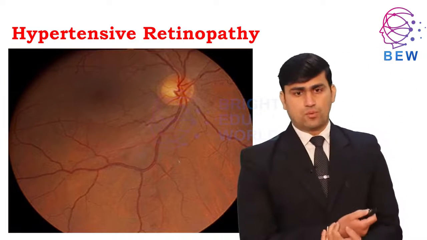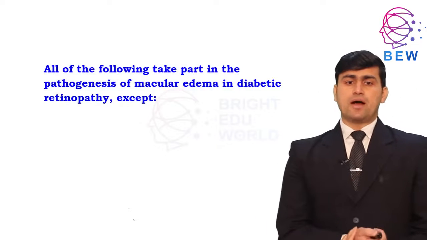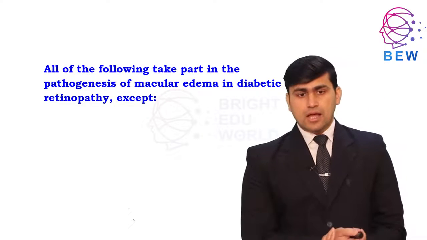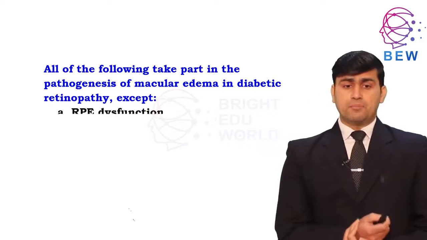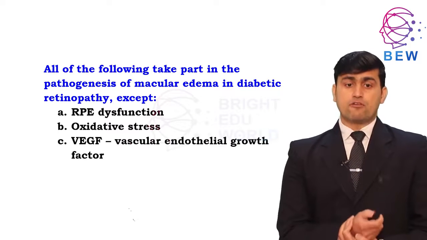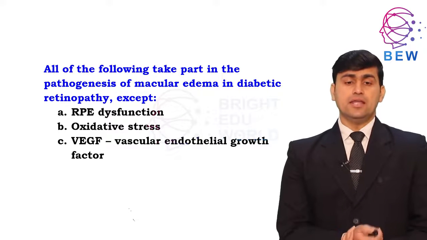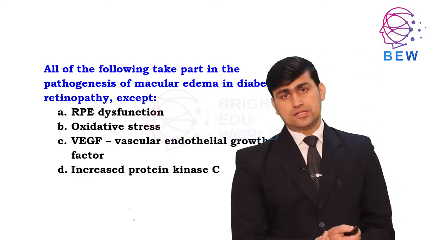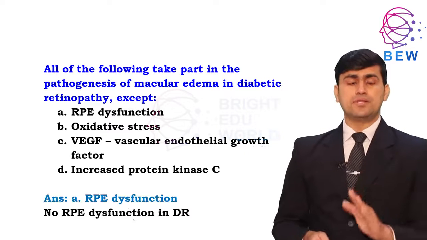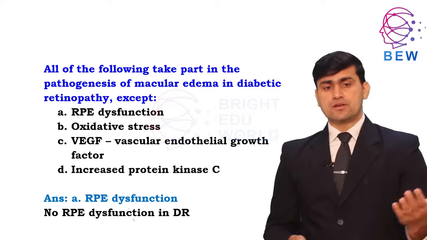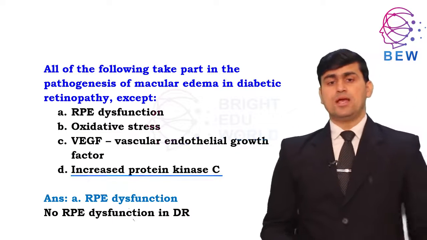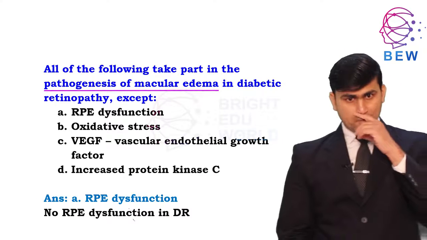Let's discuss few questions now. Question 1. All of the following take part in the pathogenesis of macular edema in diabetic retinopathy except: A. RPE dysfunction, B. Oxidative stress, C. VEGF or vascular endothelial growth factor release, and D. Increased protein kinase C. So what is the correct answer? Correct answer is A. RPE dysfunction. There is no retinal pigment epithelium dysfunction in diabetic retinopathy, while the other causes such as oxidative stress, VEGF release and increased protein kinase C play a role in the pathogenesis of macular edema.